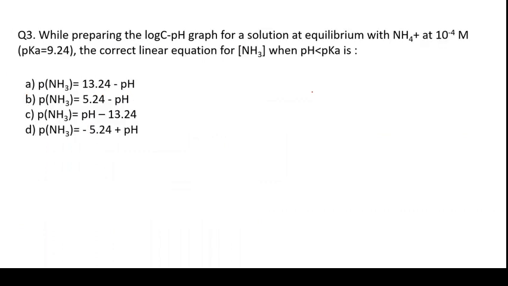We'll move forward to the next question. While preparing the log C versus pH diagram for a solution at equilibrium with ammonium ion concentration of 10 raised to the power minus 4, having pKa 9.24, what is the correct linear equation for NH3 when pH is less than pKa? Please solve this question. This is very simple. You can use the diagram to solve this, or you can just relate it to the one we have solved in the class.